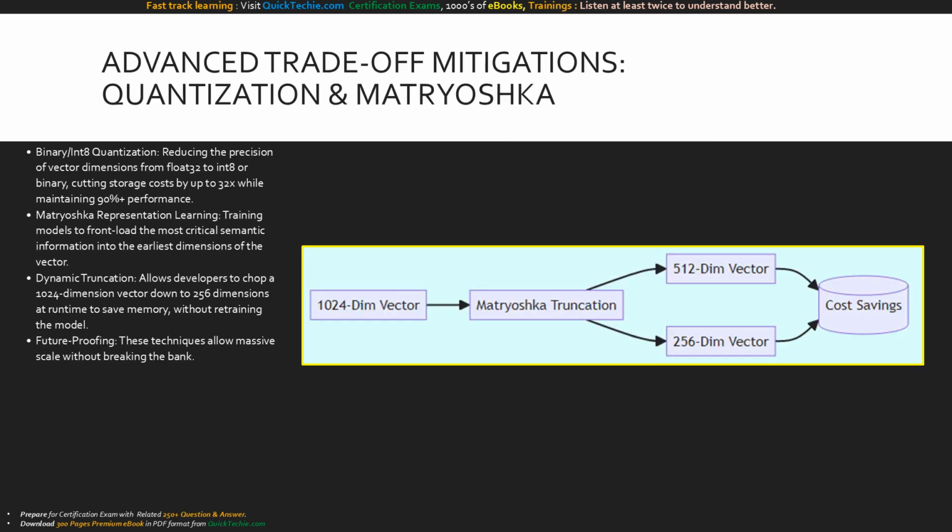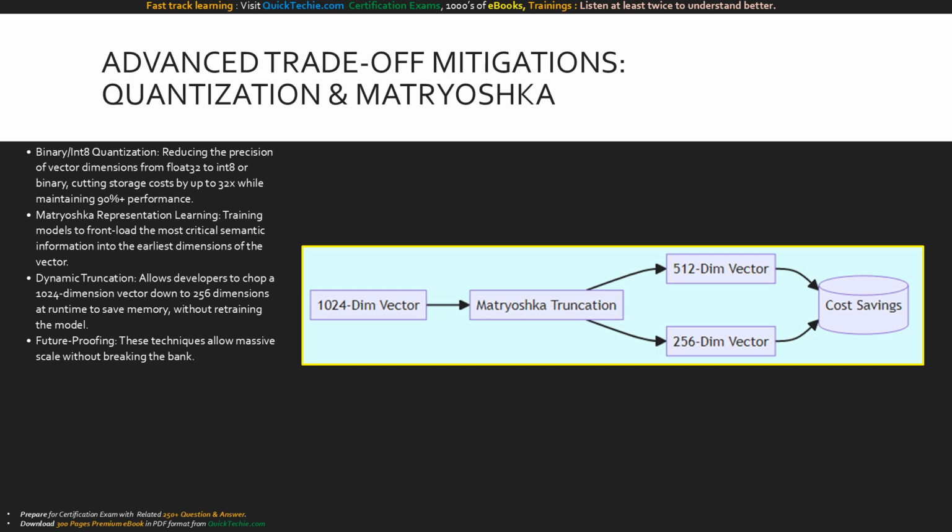As your enterprise scales to billions of embeddings, the storage costs will threaten the project. We mitigate this using two cutting-edge techniques. First is quantization, reducing vector precision from 32-bit floats to 8-bit integers, or even binary. This shrinks memory costs by up to 32 times while retaining incredible accuracy.